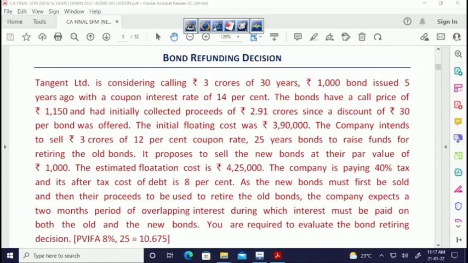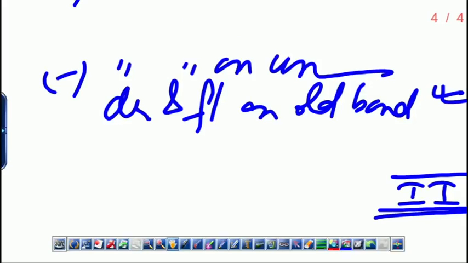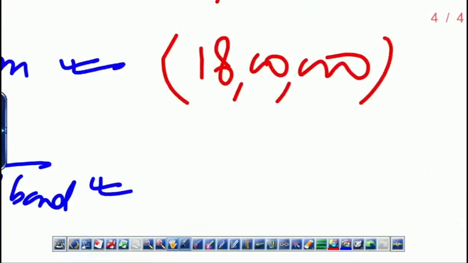If you see again, the discount was 9 lakh, the flotation cost was 3 lakh 90,000, so 9 plus 3.90 is 12 lakh 90,000. This was supposed to be spread over 30 years, and 5 years have passed, so 25 years is unamortized. So 12 lakh 90,000 divided by 30, the whole into 25, the whole into 0.4. That is 4 lakh 30,000, the tax shield enjoyed today.